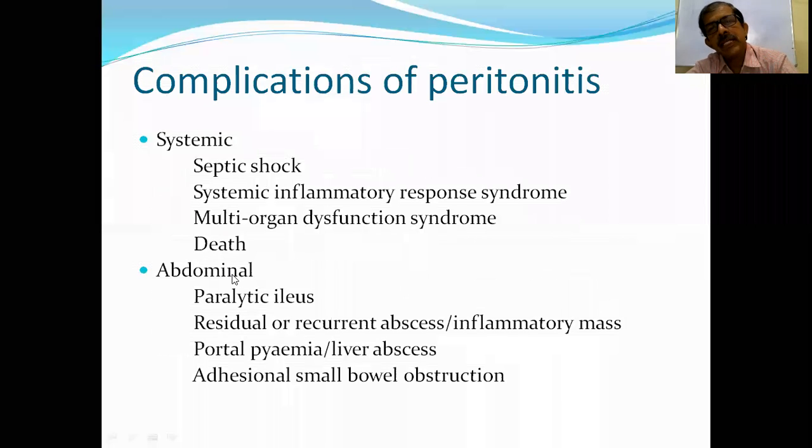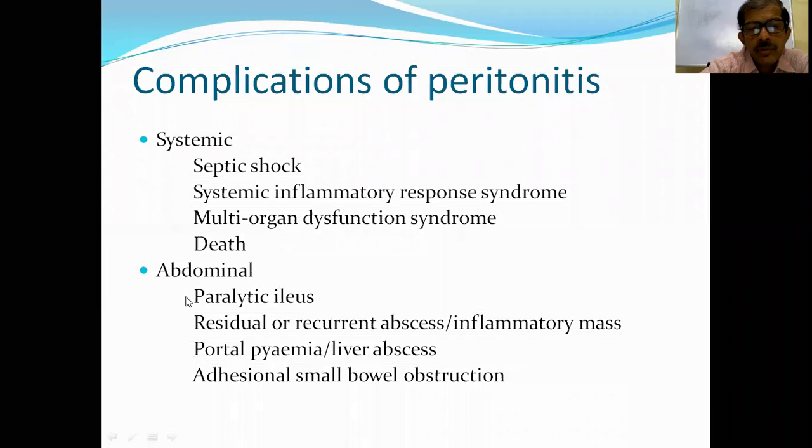Then coming to complications of peritonitis. What are the complications? Of course, both local and systemic. Systemic, already I told you about septic shock, SIRS, MODS, and even death. Depending upon the site of perforation, death will also increase. Suppose it is duodenal, it may be 10% death, whereas if it is gastric or ileal, it may be more than that. Right? Then what are the local complications?